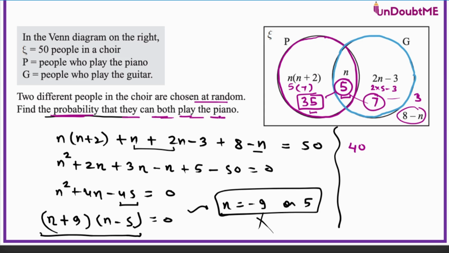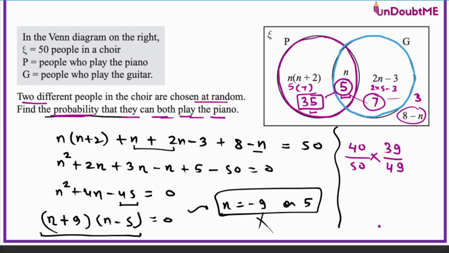Now that cannot be done together because we don't know permutation combination at this level. So we can do it one by one. There are total 40 people playing piano. So the first person to be chosen who plays piano, probability will be 40 over 50. And why and? Because we need 2 people. So now there are total 39 people who play piano out of 49.